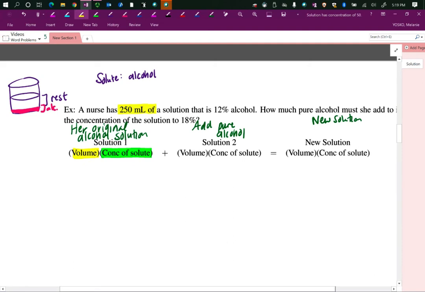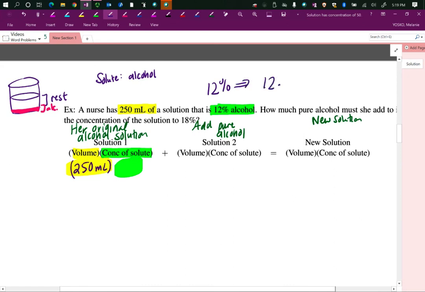250 milliliters, that is the volume. So 250 milliliters. And now we need the concentration of alcohol in that solution. So that's where this part's going to come in. 12% alcohol. But I can't put 12% here yet. I'm going to have to tweak it. 12% needs to be changed if I'm going to use it in a mathematical calculation.